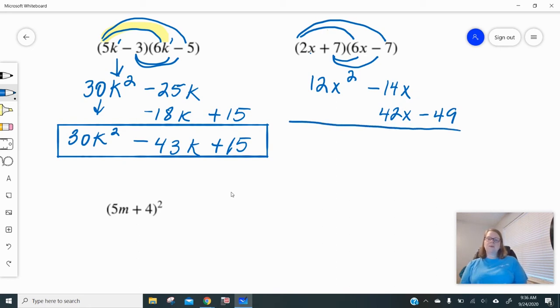All right, draw my line, and I'm just going to bring down the 12x squared. I'm going to combine these, and this is a positive. If it helps you to think about it with a plus in front, that's fine. You can always put the plus in front of it. So 42 minus 14, it's an x term. And let's make sure I've got that right. 28, 38, 39, 40, 41, 42.